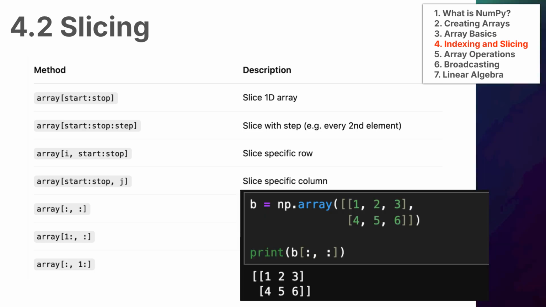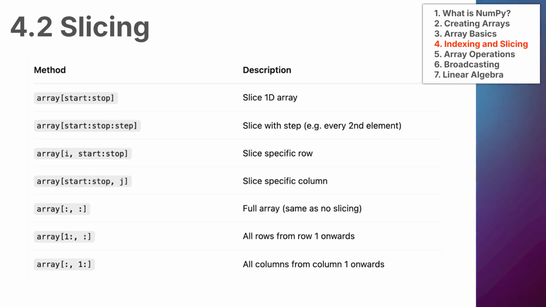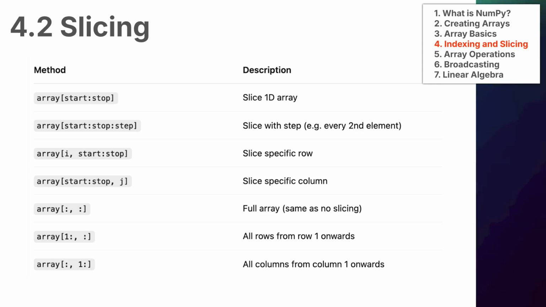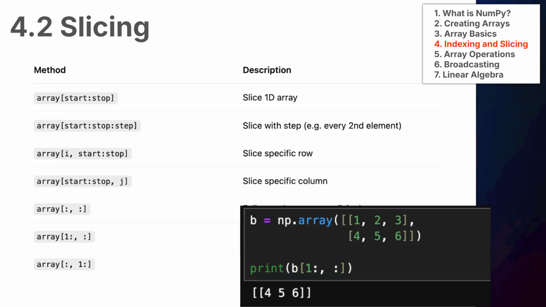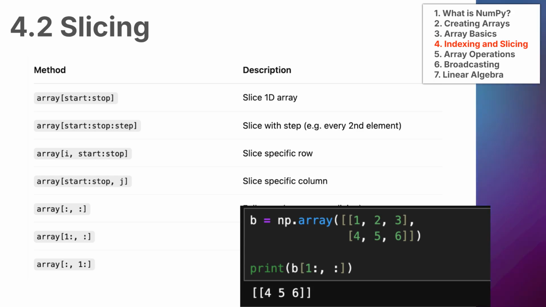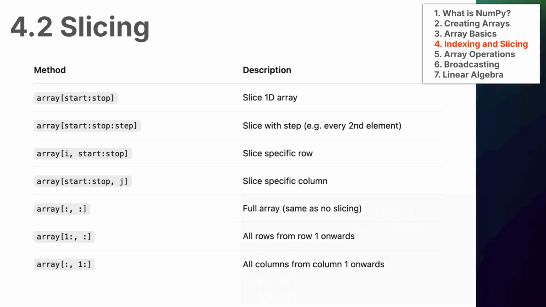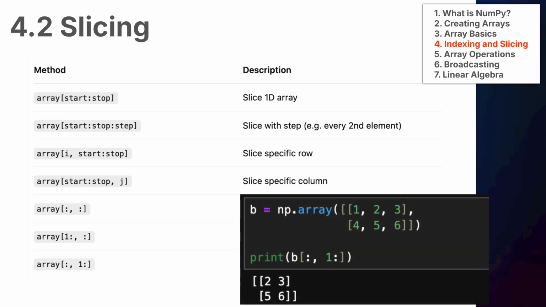Next, full array, no slicing. This just returns the whole array, often used as a placeholder when you'll modify a slice later. Next, all rows from a specific row. The example means skip the first row and grab the rest. Next, all columns from a specific column. The example means keep all rows but only columns 1 and 2.